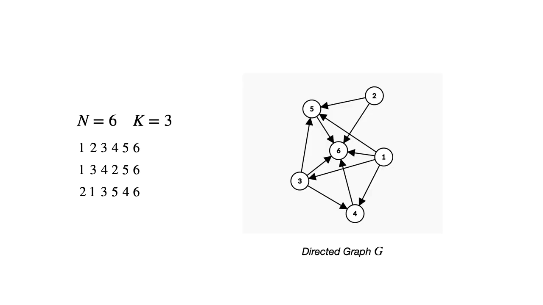Here we have a directed graph G and we have three topological sorts on the left. Okay, let's look at the edges connected to 1. So 1 is connected to 5, 4, 6, 3, right? And 1 appears before 5, 4, 6, 3 in all three topological sorts.